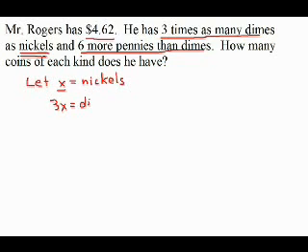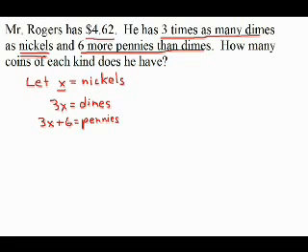The next piece of information we're told is that he has 6 more pennies than dimes. Well, the number of dimes he has is called 3x. To write 6 more than that, we have to write 3x plus 6. And that will calculate the number of pennies he has. So once again, now we need to take this information and relate it to the amount of money he has. He has $4.62 in total.